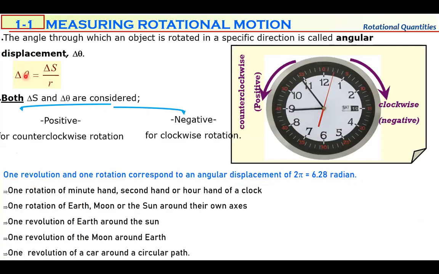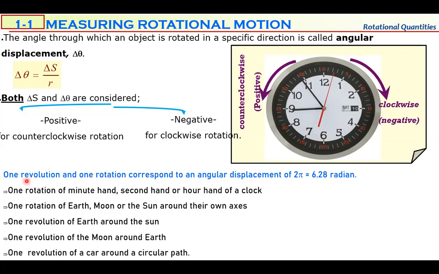Remember there was the equation theta is equal to s over r. Now in terms of the angular displacement, it is going to be delta theta is equal to delta s over r. Again, delta s here is the linear quantity, it will be in meters. r is also in meters. Delta theta, the angular displacement, will be in radians. And delta s and delta theta can be positive or negative. If the rotation is clockwise, we get both arc length and angular displacement as negative. If the rotation is counterclockwise, both are positive.